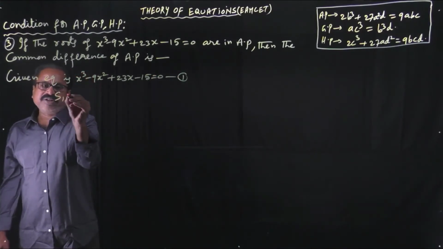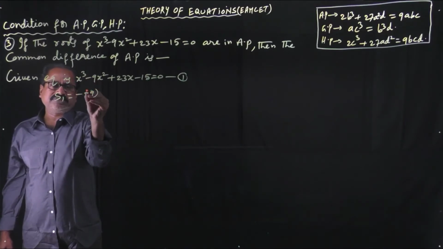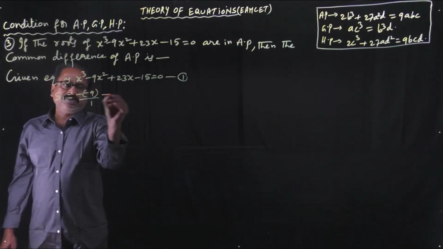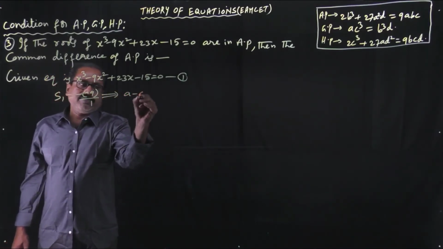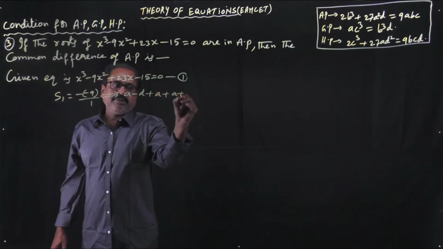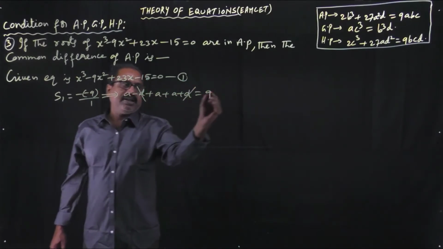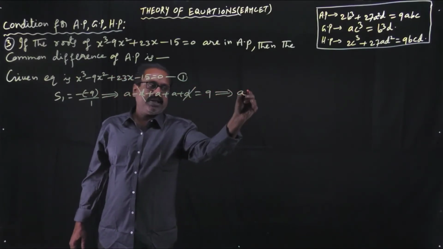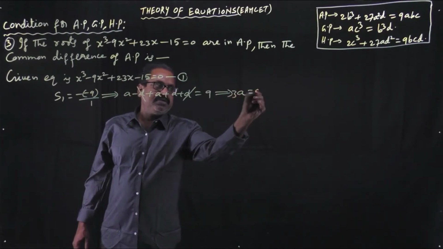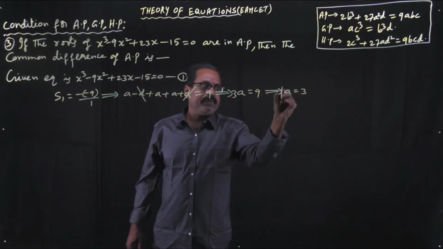Here S1 is equal to minus A1 by A0, minus of minus 9 by 1. So this implies the sum of the roots, A minus D plus A plus D, is equal to 9. Here minus D plus D gets cancelled. So this implies 3A is equal to 9. This implies A is equal to 3.